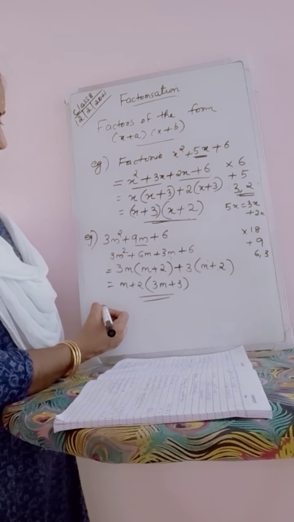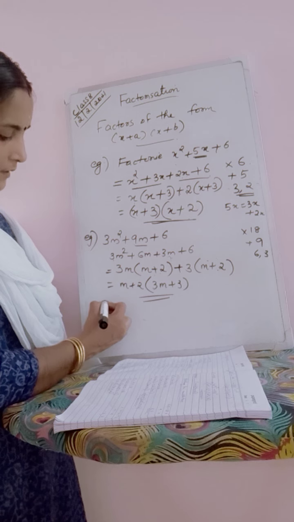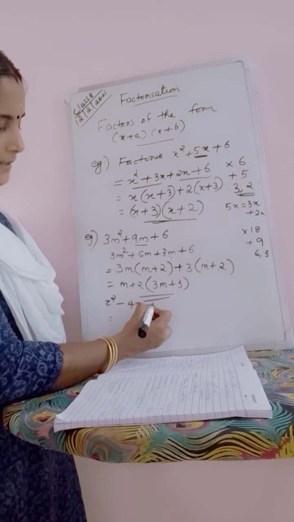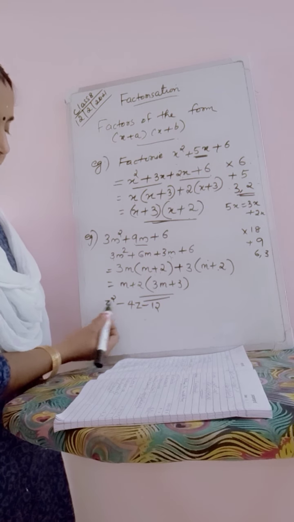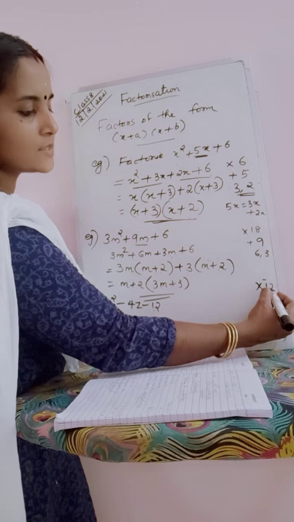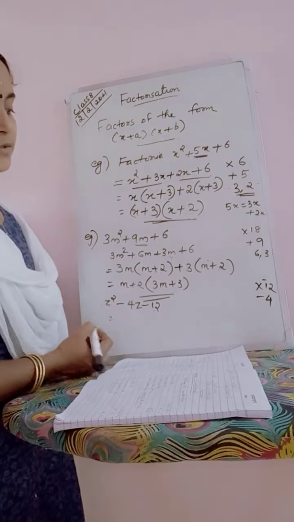Okay. Another question. z square minus 4z minus 12. That is, we have a negative sign. The coefficient of z square is 1. The constant term is minus 12. So, the product is minus 12, and the sum should be minus 4. Which are the two numbers?